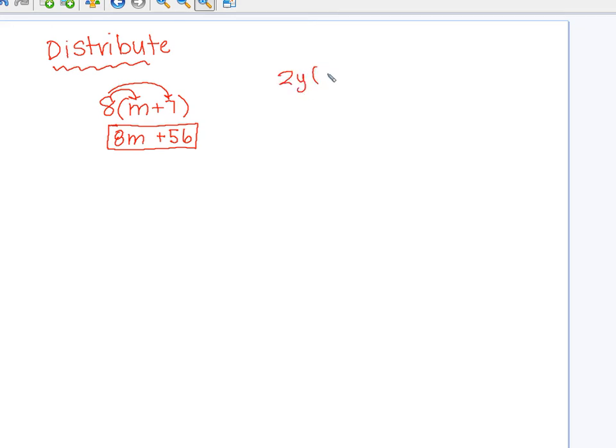You might see a problem like this. 2y, and then 5y on the inside, plus 10. That means 2 times 5, so that would be 10y squared plus 20y.